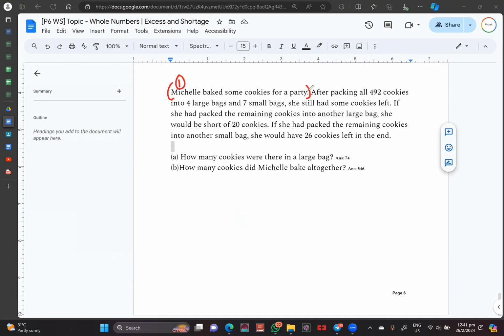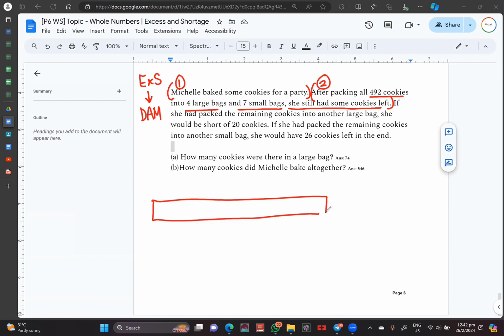It says, Michelle baked some cookies for a party. Nothing much to do. Second sentence, after packing all 492 cookies into 4 large bags and 7 small bags, she still had some cookies left. So when I see that, I immediately know that this is ENS. When you know this is an ENS concept, you want to make sure you draw a model. So I will start drawing a model.